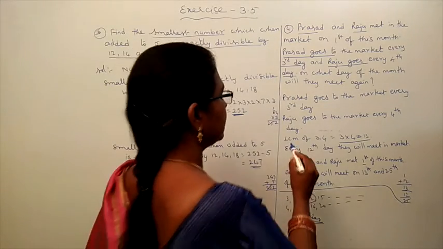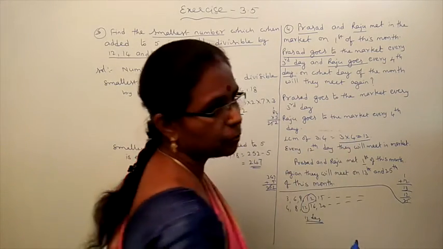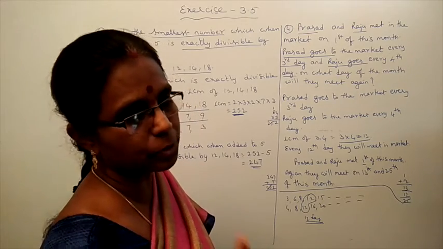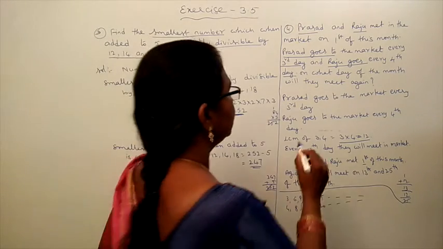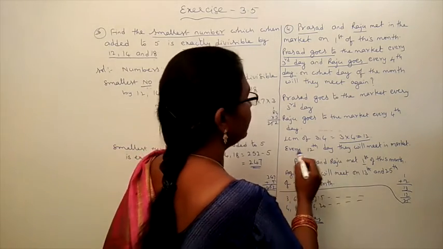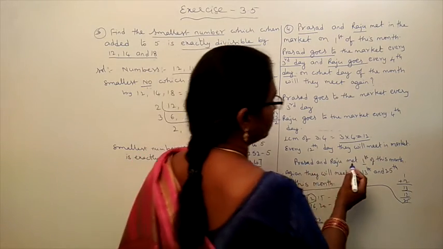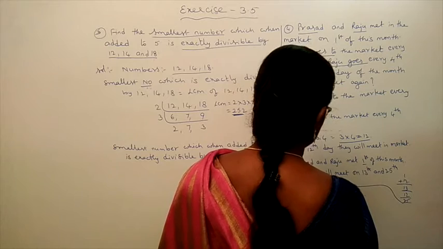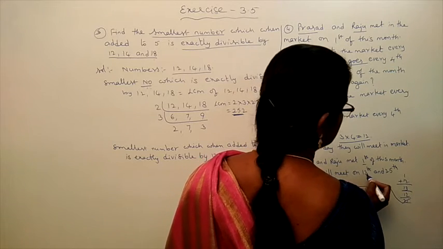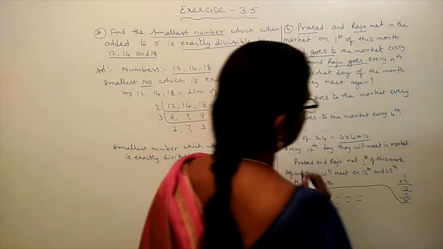Now, what is the LCM of 3 and 4? 3 4s are 12, because both are co-primes. Then the LCM of co-primes is their product. 3 4s are 12. Now, every 12th day they will meet in market. Prasad and Raju met on the first of this month. Again they will meet on the 13th and 25th of this month.